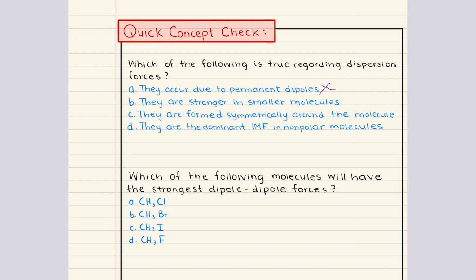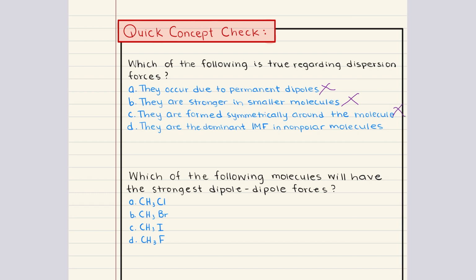B says they are stronger in smaller molecules. This is also incorrect. London dispersion forces are actually stronger in larger molecules because larger electron clouds are more easily distorted. So that increases the polarizability and the strength of the dispersion forces. So B is also incorrect. C says they are formed symmetrically around the molecule. This is incorrect because London dispersion forces arise from random electron movement, which leads to temporary fluctuating dipoles. They're not symmetrical or evenly distributed, so false.